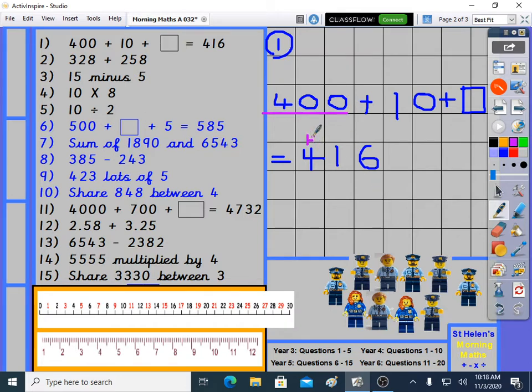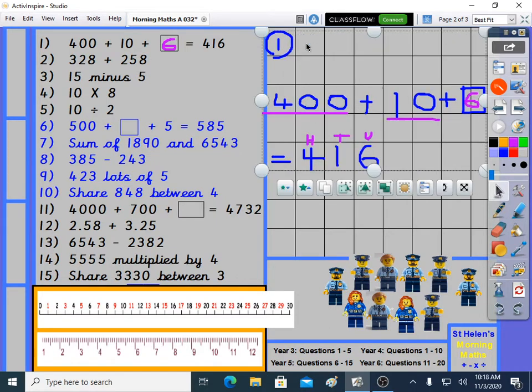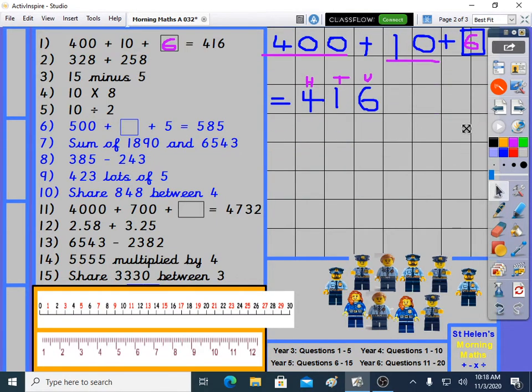That column there is worth 400. There's a 10. That column there is worth 10. There's a nothing there, but this 6 is in the units column or the ones column. So the missing digit is 6. What we're looking for in this question is 6. Let's go on to question 2. I'll leave that up there.